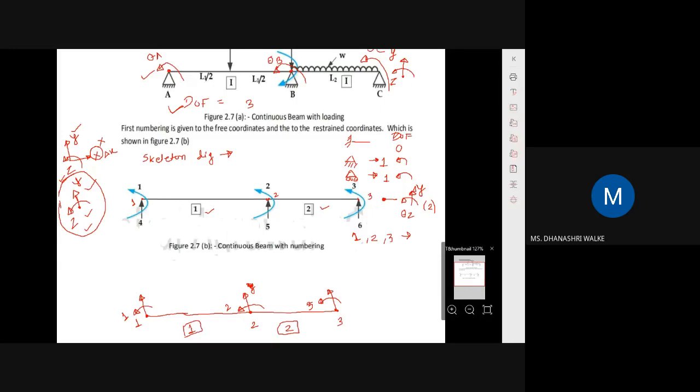Okay, so here as this is in the y direction, it is restrained. So this is 4. Again at node 2, it is y direction, it is restrained. So it is 5. And again at node 3, in the y direction, it is restrained. So it is 6. Okay, so 4, 5 and 6 are the restraint codes, and 1, 2, 3 are the freedom codes.